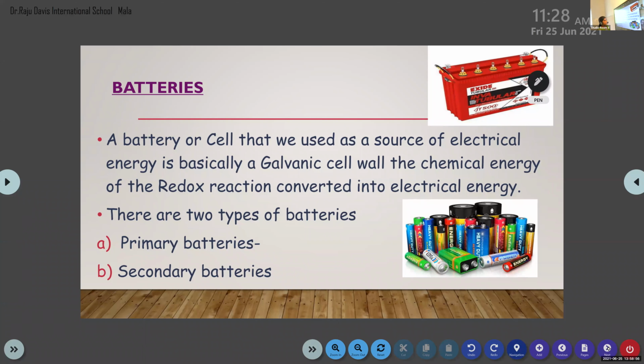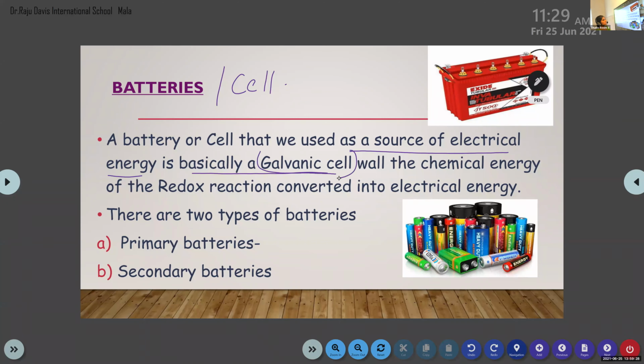Okay, then we are moving to the next topic, that is batteries or cells. A battery, also known as a cell, is used as a source of electrical energy. It is basically a galvanic cell because the chemical energy is converted to electrical energy, right? So we can consider it as a galvanic cell.